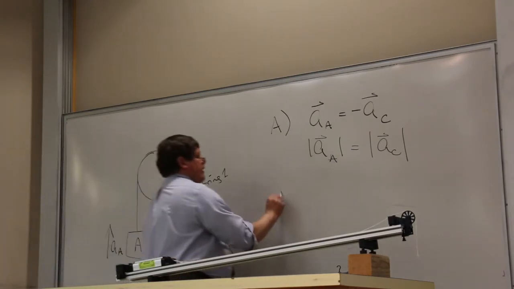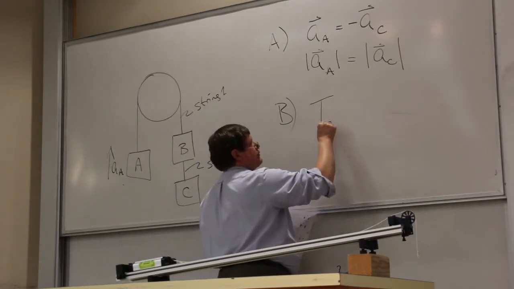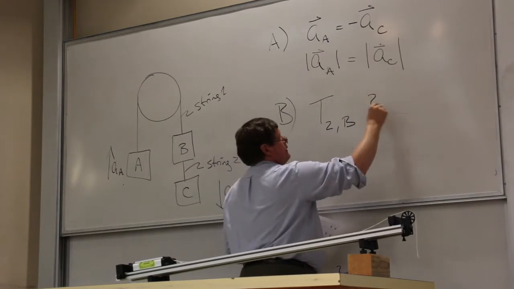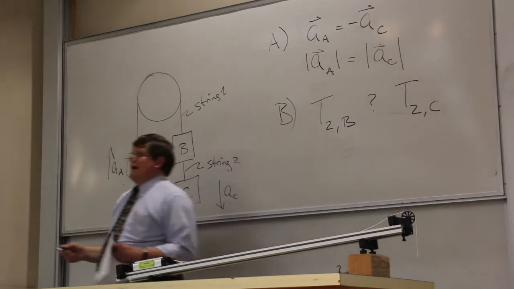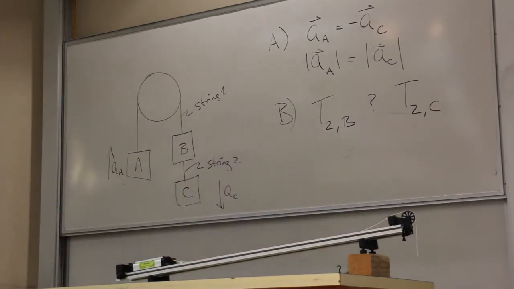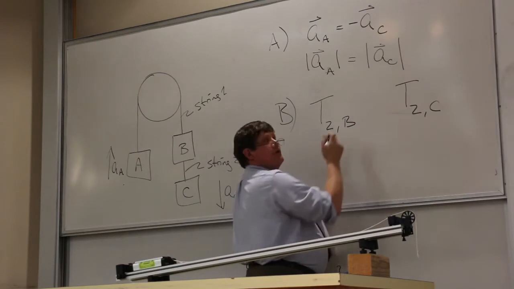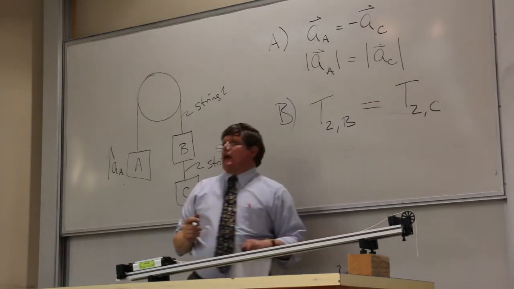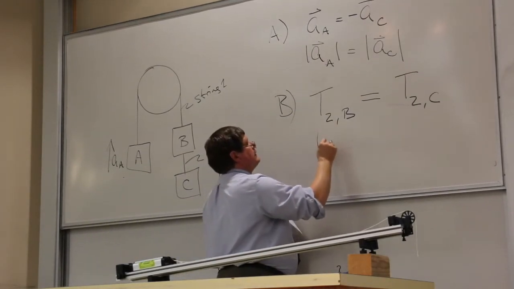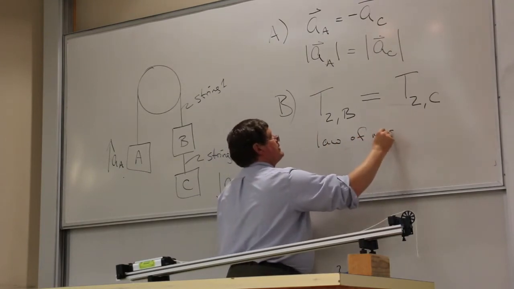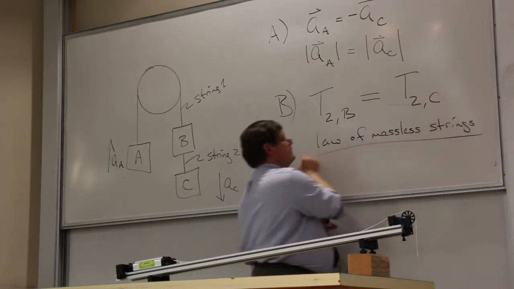Now, the second part of this problem asks us to compare two forces. It asks us to compare the tension by string 2 on block B to the tension by string 2 on block C. Now that's an easy question to answer after that tutorial on tension. These are two ends of the same string. And we know that for a massless string, the pull has to be the same at both ends. So I could justify this on an exam by the law of massless strings. Okay?